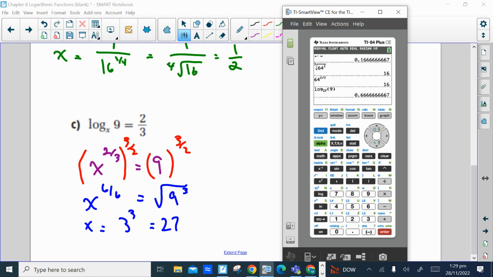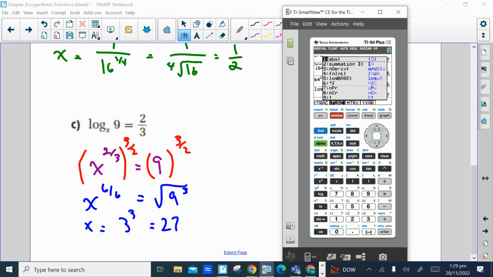So older operating systems don't have this. If you have an older version of a TI calculator, it doesn't have this in there. But to check, alpha window, and then number 5 in that list is log with a different base than 10.